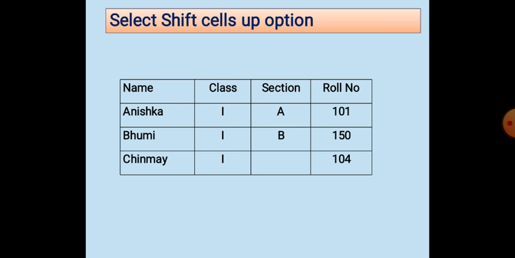आप देखेंगे भूमि के सेक्शन में ब्लैंक था, कुछ भी नहीं लिखा हुआ था और Chinmay had a section B. But as we selected shift cells up, you will find that Chinmay's section shifted to Bhumi's record. So, this way we can delete rows, columns, cells and the entire table.